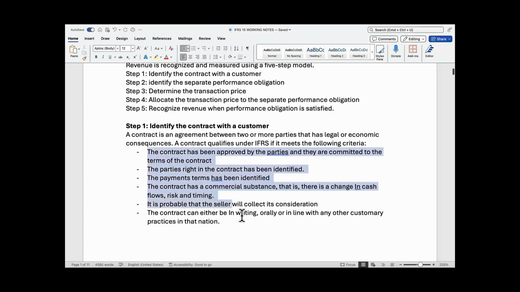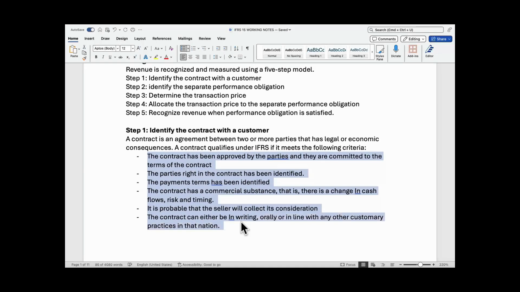The following criteria are required for a contract to qualify as a contract in line with IFRS 15. The parties must have approved it. They must have signed it, which also shows their commitment to the contract.